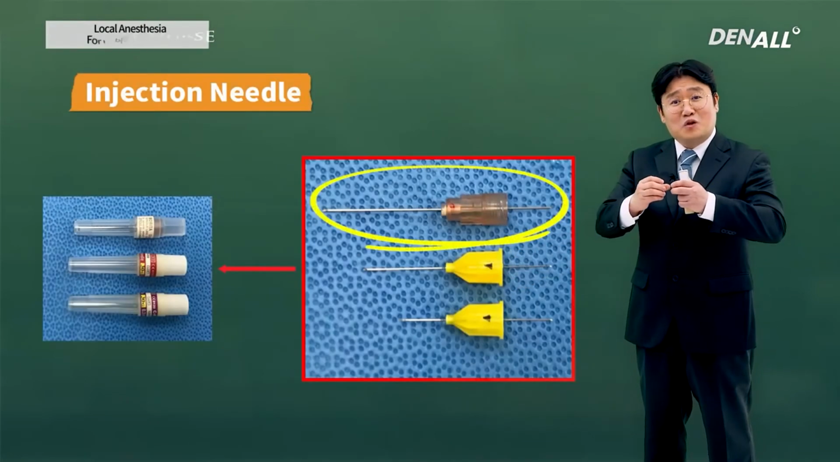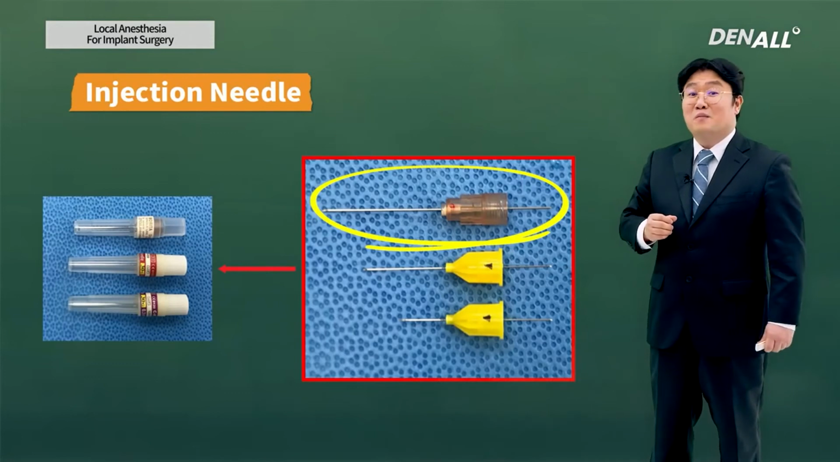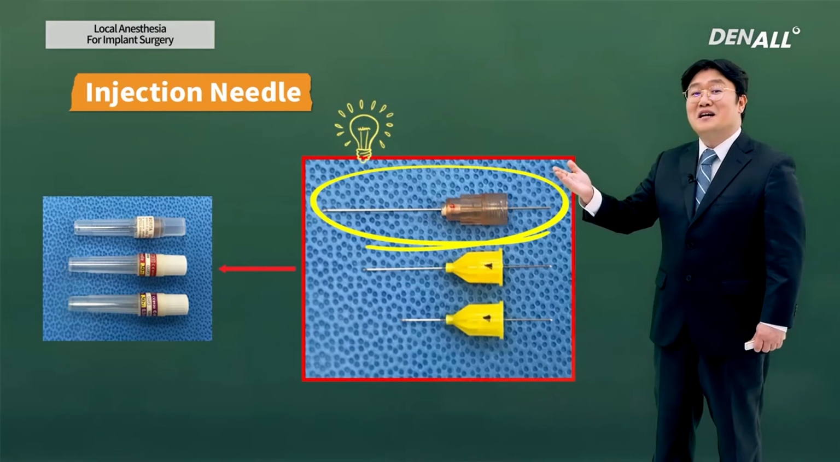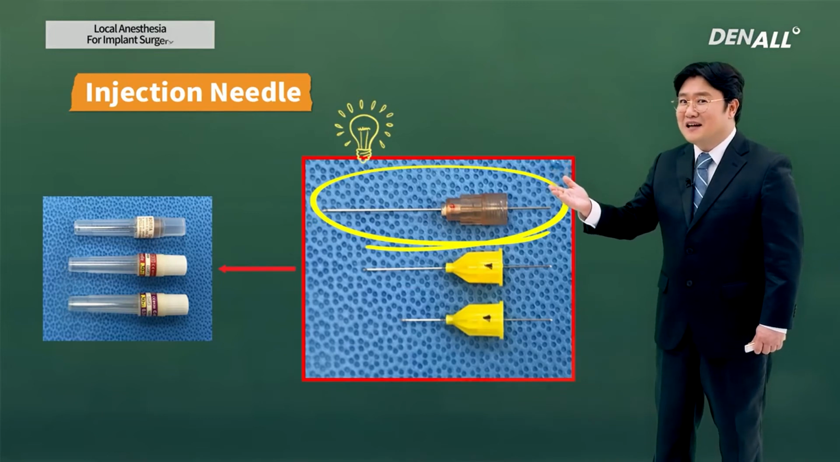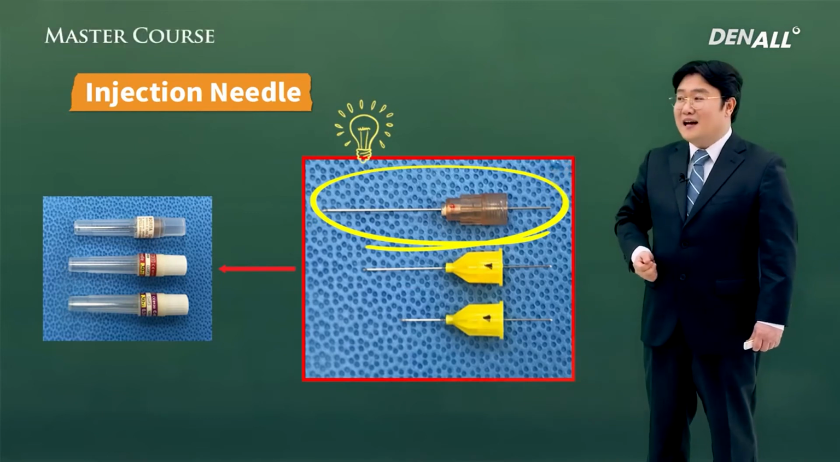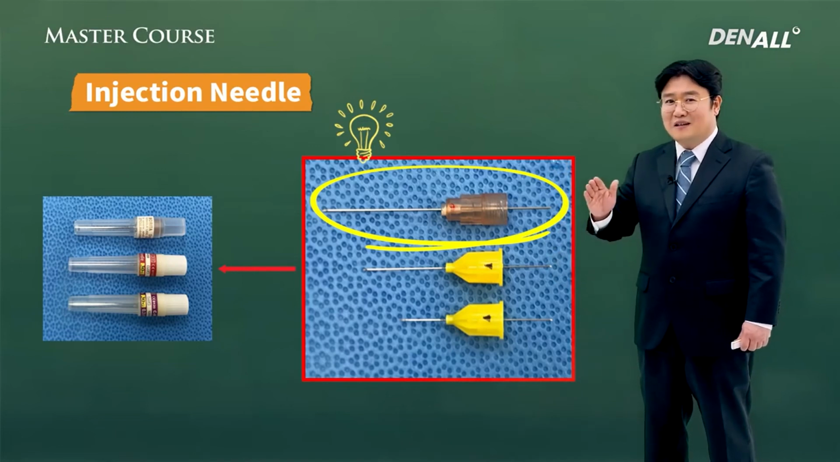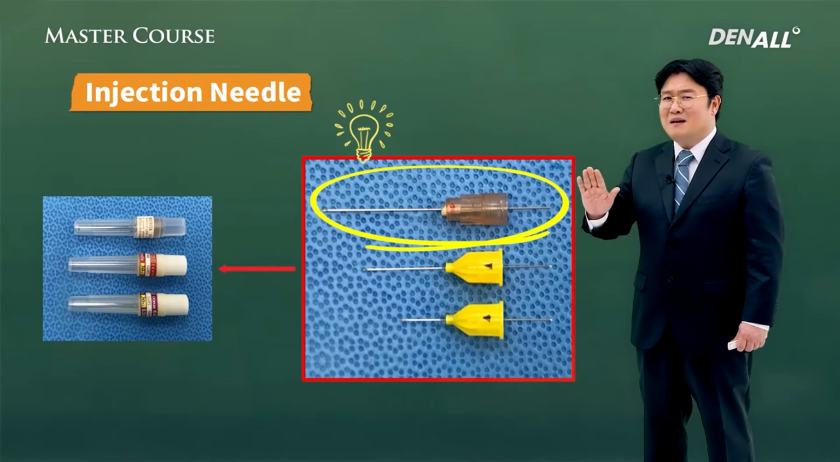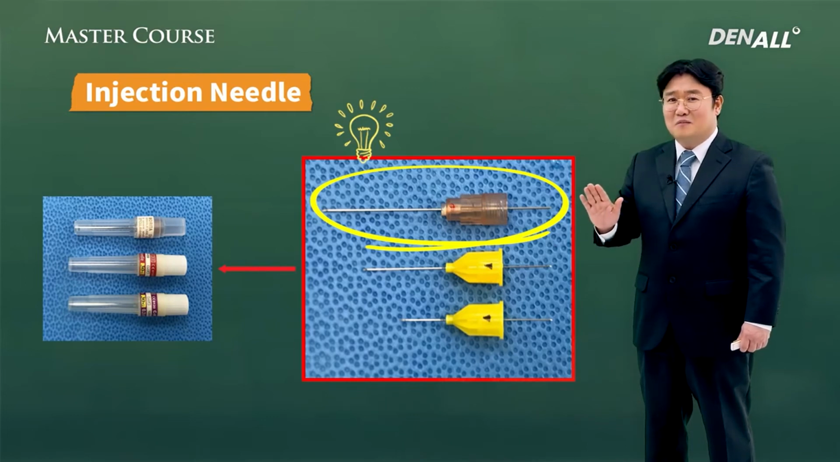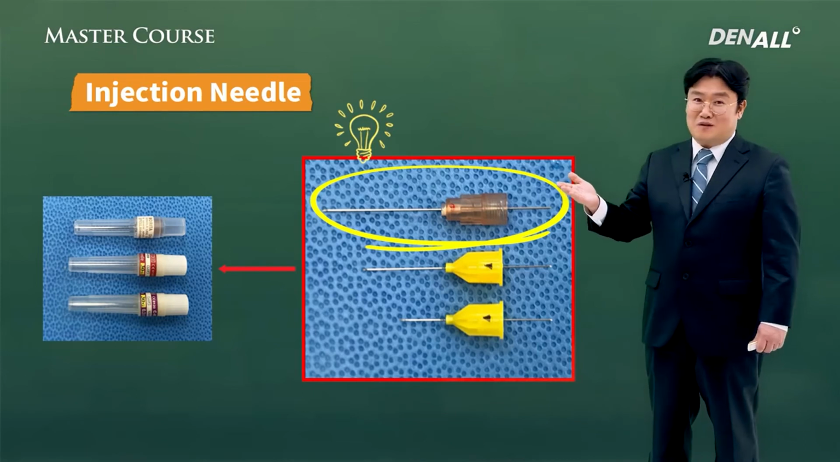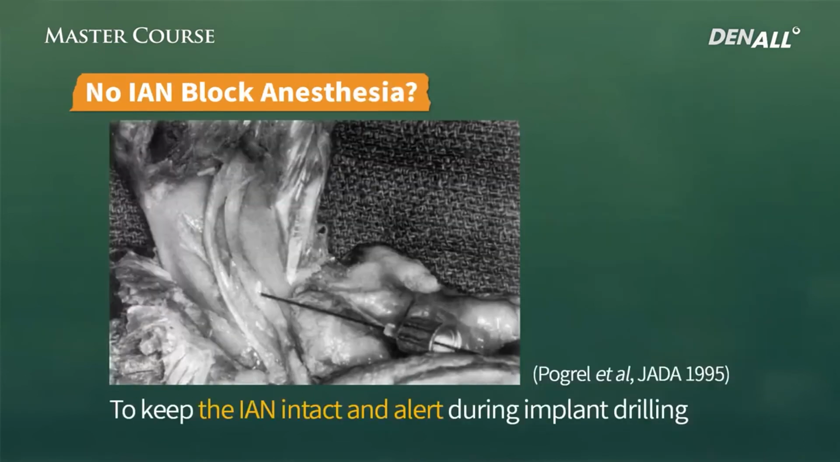So a longer and thicker product needs to be used to completely block the inferior alveolar nerve or the lingual nerve. The bottom two products cannot go deep enough for block anesthesia, so you need to prepare something like the first one.